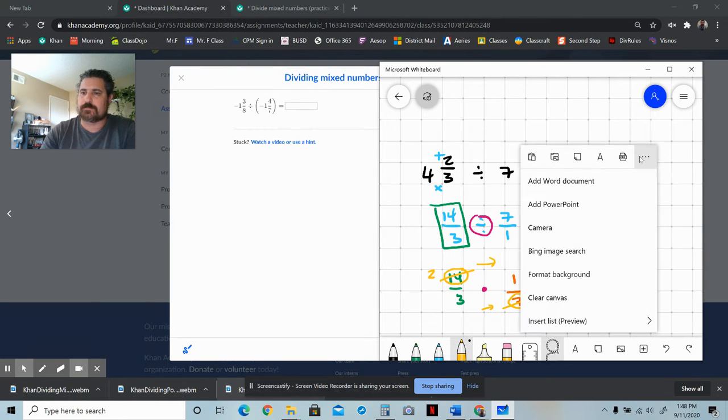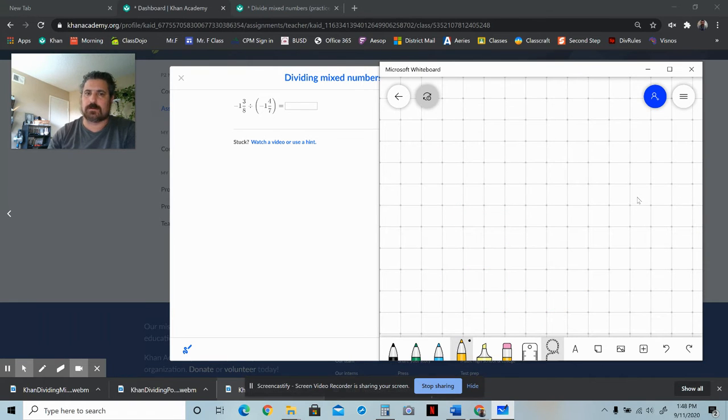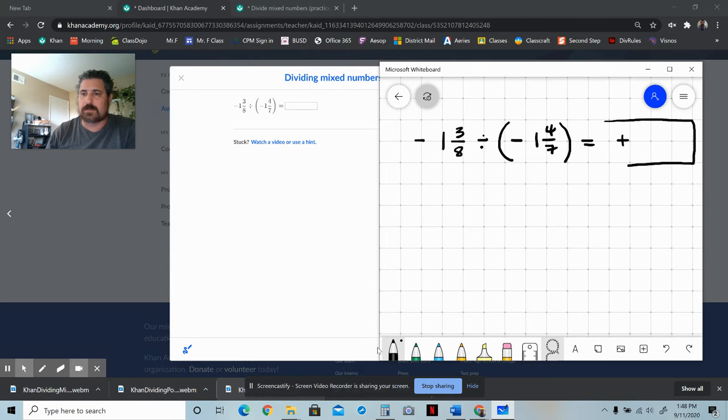Clear canvas. Let's start. So basically it's the same as with no negatives except that you resolve your negative first, right? So let's just start with the normal process. We have a negative 1 3/8 dividing by a negative 1 4/7. First thing to do is resolve your sign, right? What is a negative divided by a negative? It's a positive. So put a positive in a box, and then you can ignore your signs completely.